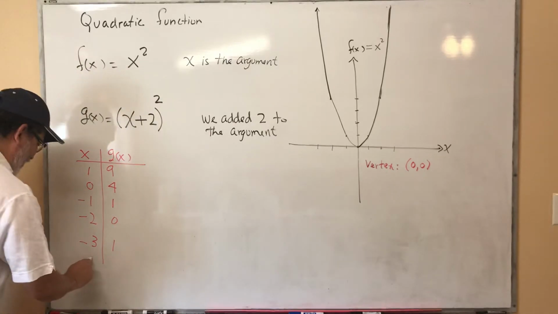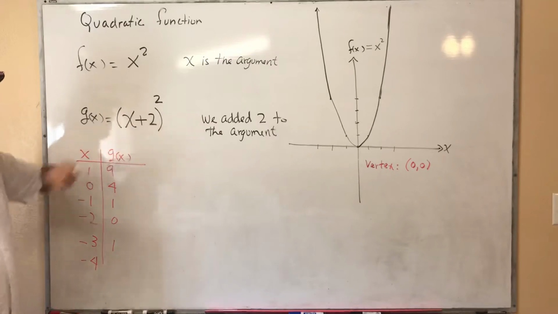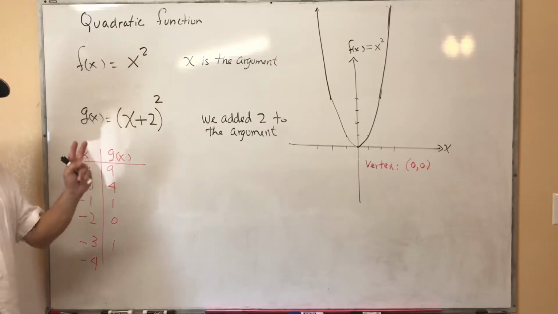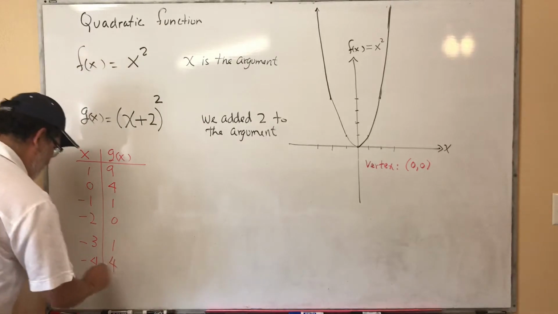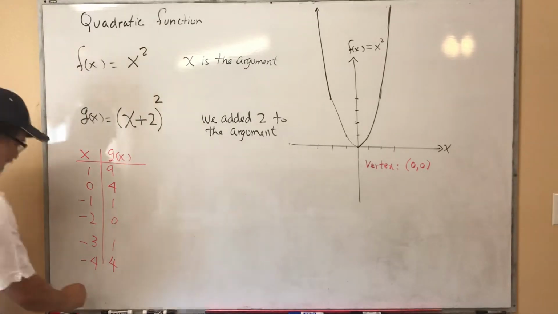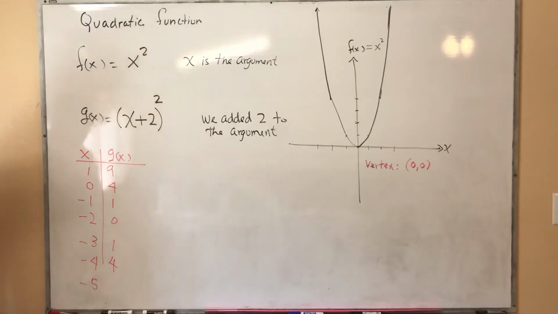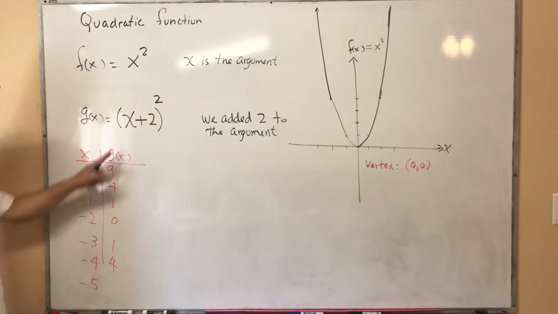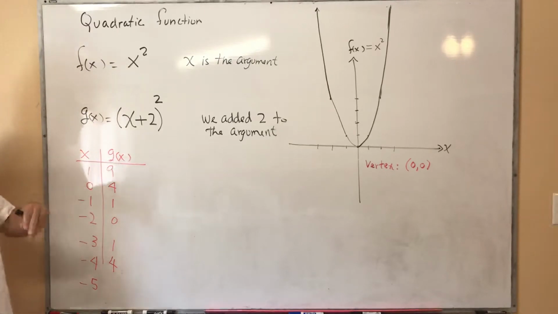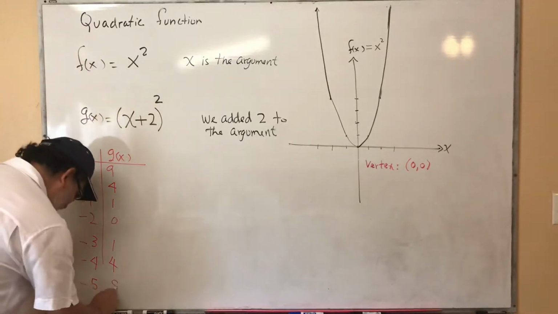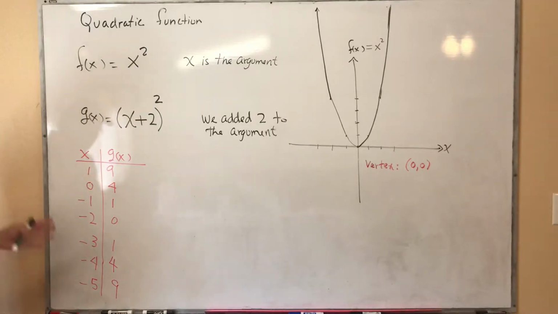Let x be negative 4. What's negative 4 plus 2? Negative 2. What's negative 2 squared? 4. Let x be negative 5. What's negative 5 plus 2? Negative 3. What's negative 3 squared? 9. Now we're going to graph this. Watch what happens.